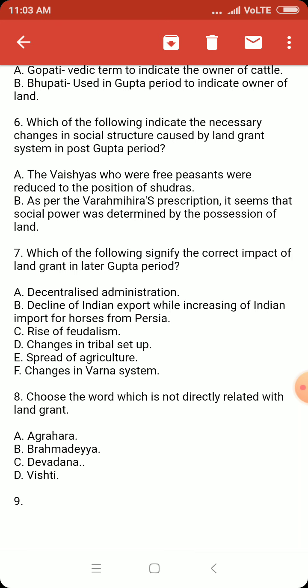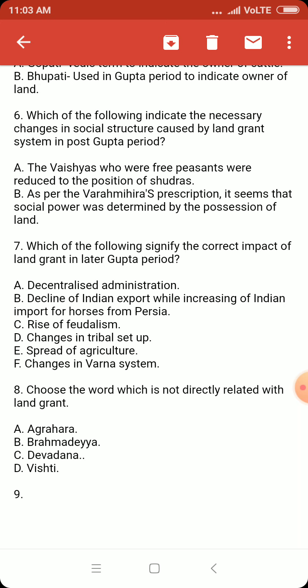Option A: The Vaishyas who were free peasants were reduced to the position of Shudra. This is correct because a change in the Varna structure happened. When much more land was granted to beneficiaries, new land began to be cultivated, and as a result more laborers and cultivators were needed. That is why cultivation became a prominent occupation at that time, and the Vaishyas, who were mainly related with commerce till then, were involved in cultivation.